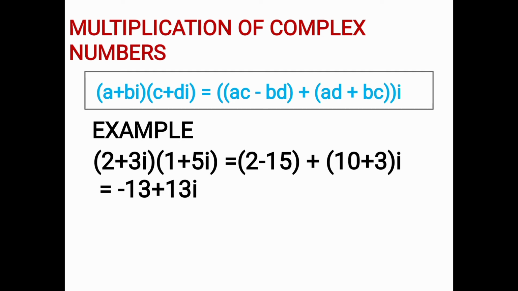Multiply the real parts, 2 and 1, and 3 and 5, the imaginary parts, and subtract. Then the real part of one with the imaginary part of the other, and the other way around; multiply them, then take the algebraic sum, and we will find the result as shown in the figure.